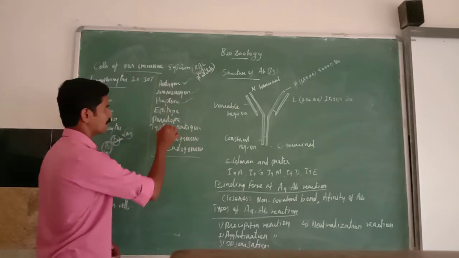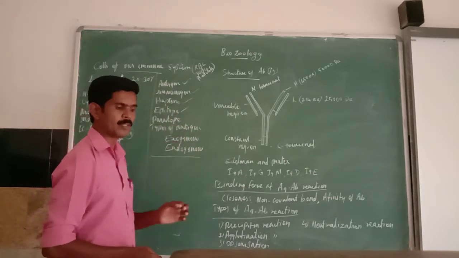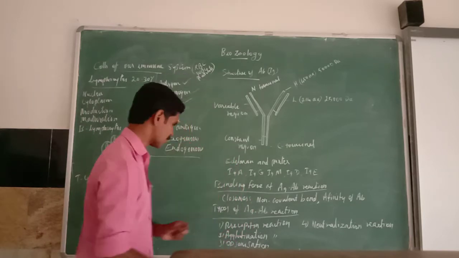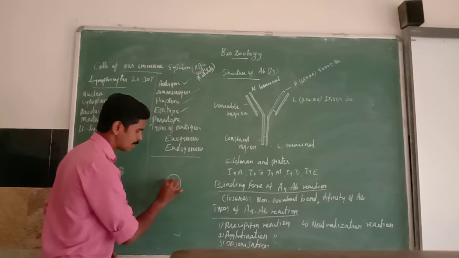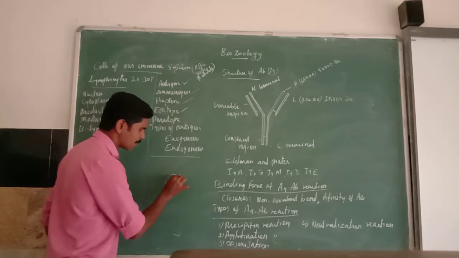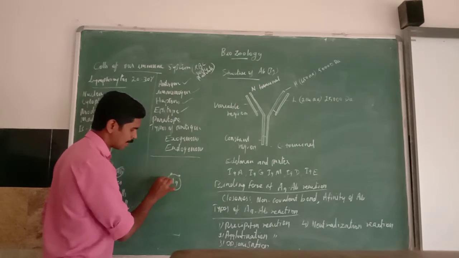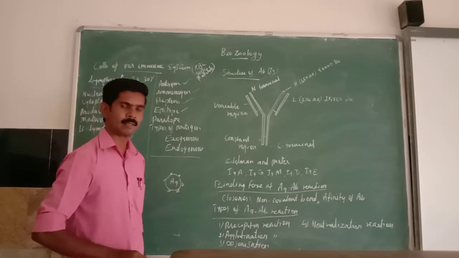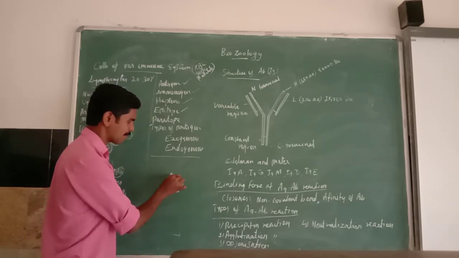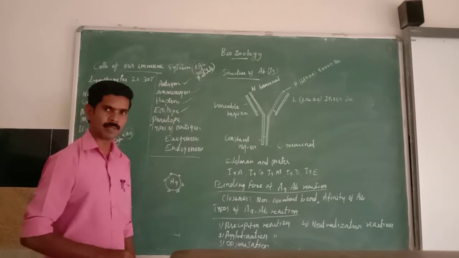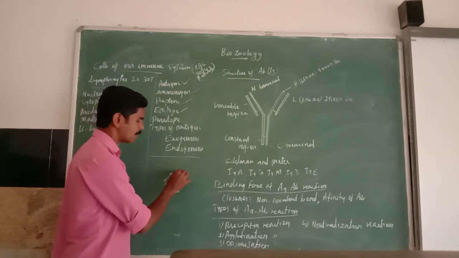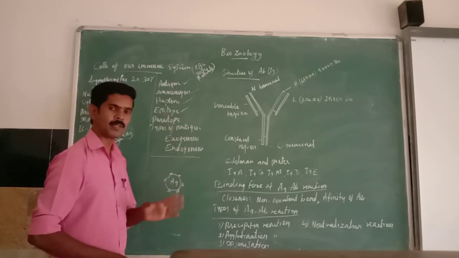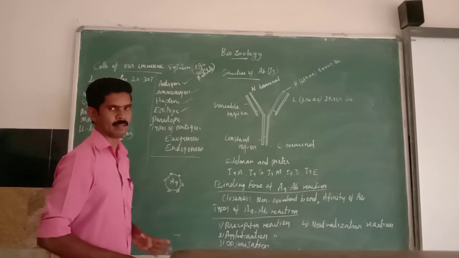Then the next word is epitope. Listen very carefully. Epitope is the active part of an antigen, and it is an antigenic determinant. Just imagine this is an antigen. On the outer surface of the antigen, one special part is there. These parts are called antigenic determinants. So the outer surface of the antigen has the antigenic determinants, and these are otherwise called epitope. So epitope means the active part of an antigen.